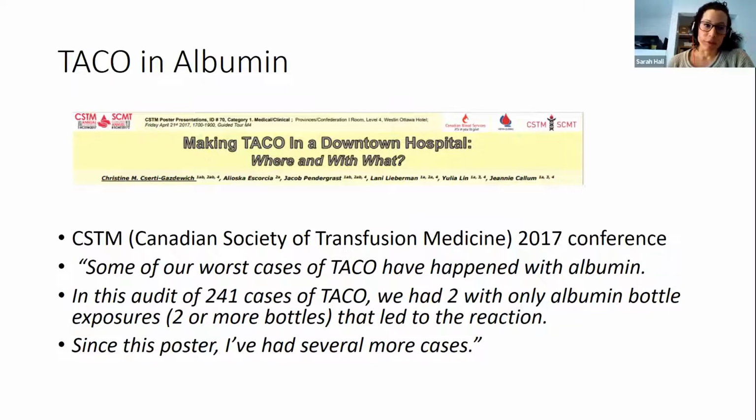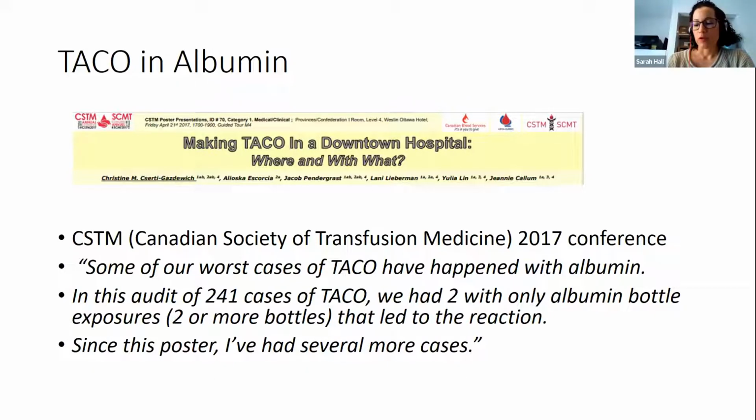One of the physicians I work with, Dr. Churdy, was kind enough to share this paper that they had presented previously to CSTM in 2017 about TACO. In discussion, she shared these comments with me that some of our worst cases of TACO have happened with albumin. They audited 241 cases for this paper, cases of TACO, and they had 2 with only albumin bottle exposures, as in no other possible culprits. And those exposures were of 2 or more bottles that led to a TACO reaction. And since this poster, she's seen several more cases.